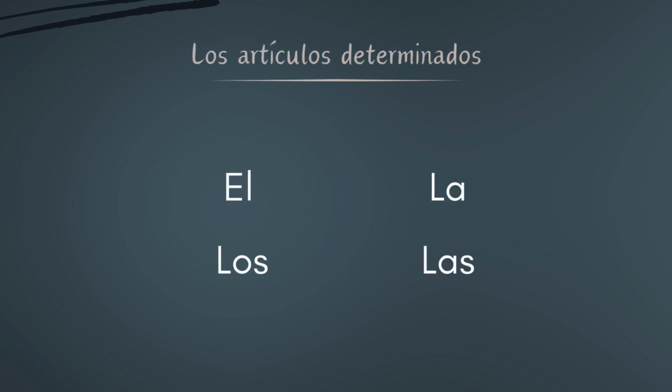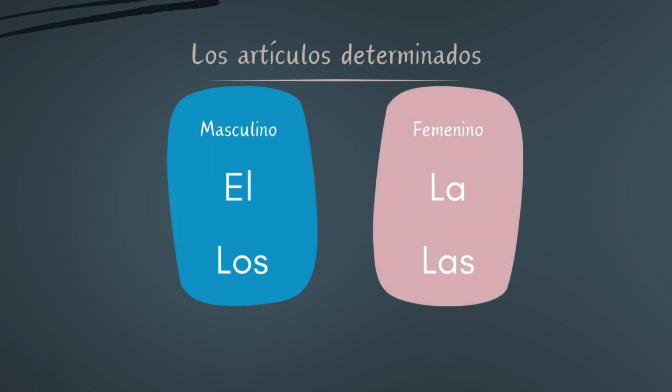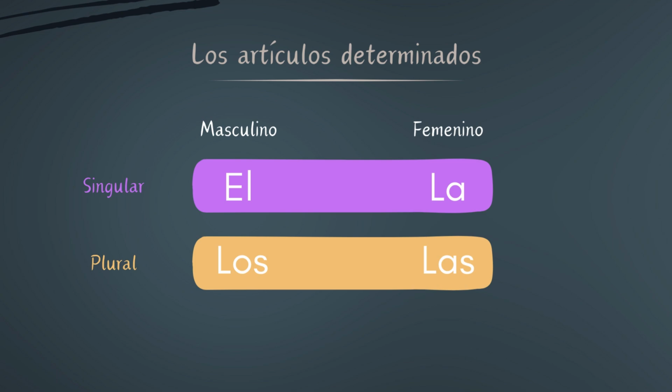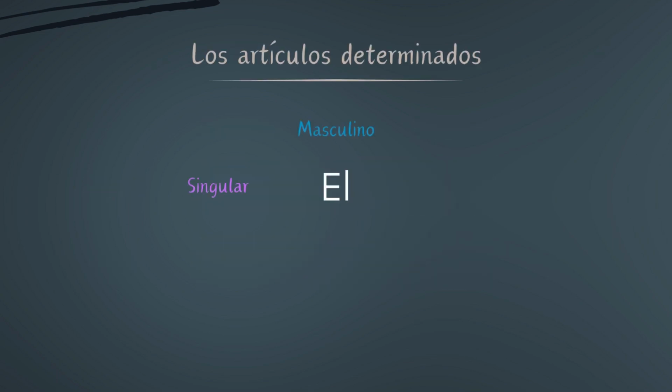As I said, there are four artículos definidos in Spanish. The appropriate definite article we need to use in a sentence depends on two variables: the gender of the noun, is it masculine or feminine, and the number of the noun, is it singular or plural. If the noun is masculine and singular, we will need to use the article el. For example, el hombre.